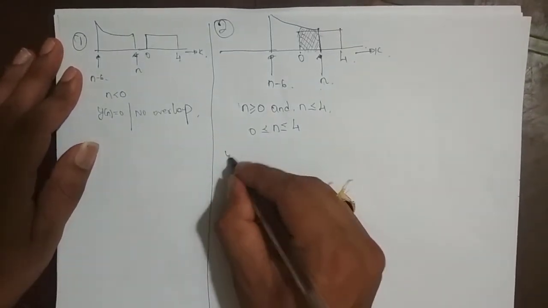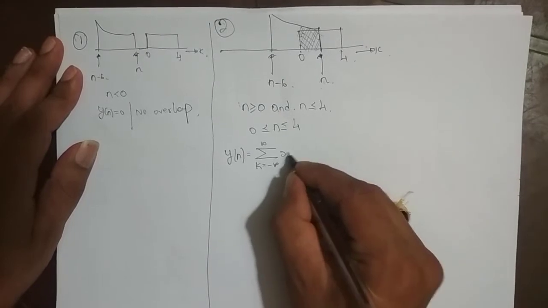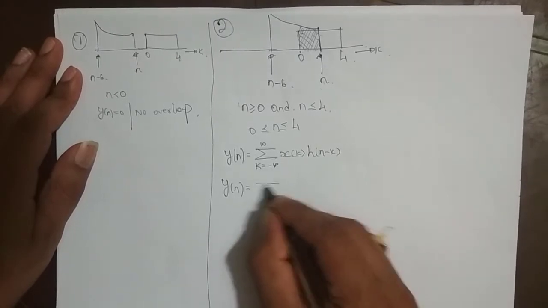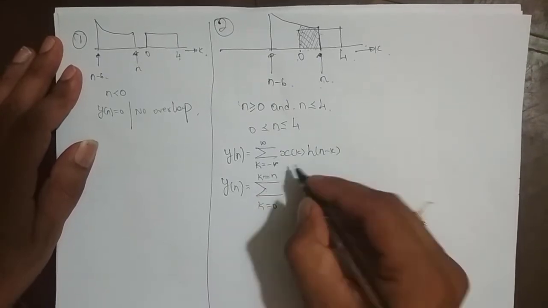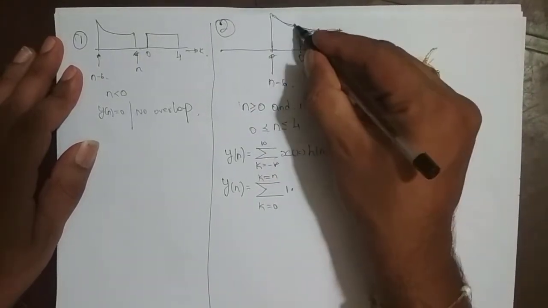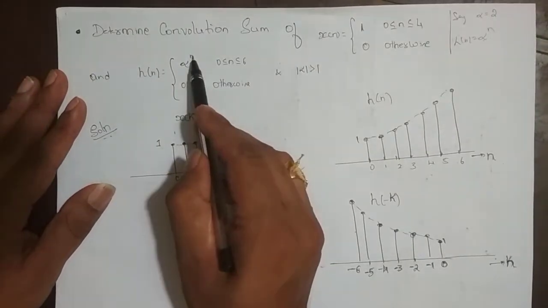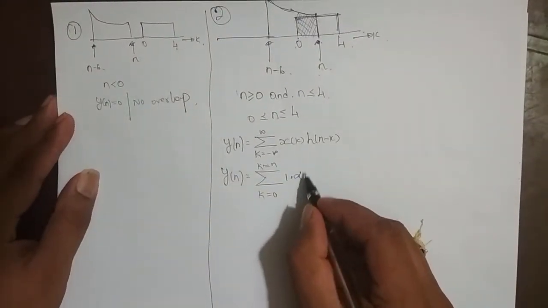Okay, so what is y of n? What is the formula? Formula is summation k varying from minus infinity to infinity x of k h of n minus k. So y of n is equal to, what is the overlapping region? K starts from 0 and ends at n. What is x of k? X of k is a 1, right? It is 1. What is h of n minus k? It's an exponentially increasing sequence, right? If h of n is alpha power n, what is h of n minus k? It is nothing but alpha power n minus k, right? So I'll write it as alpha power n minus k.